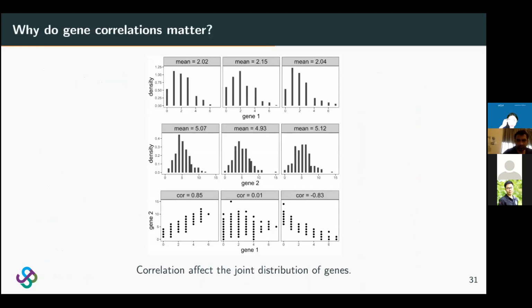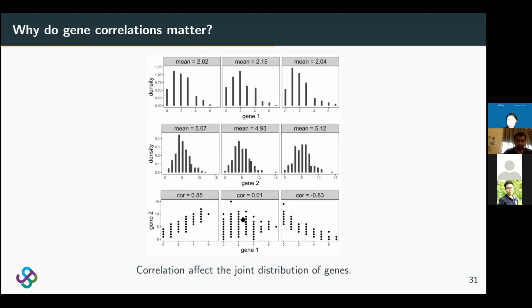So why do gene correlations matter? Here is a toy example for two genes. One gene has this marginal distribution, and another gene has almost the same marginal distribution. But the two genes could be positively correlated, not correlated, or negatively correlated. So you see that the correlation is not reflected in their marginal distributions. But this correlation could be biologically important, because usually we use correlation to interpret hypothetical regulatory relationships between two genes.